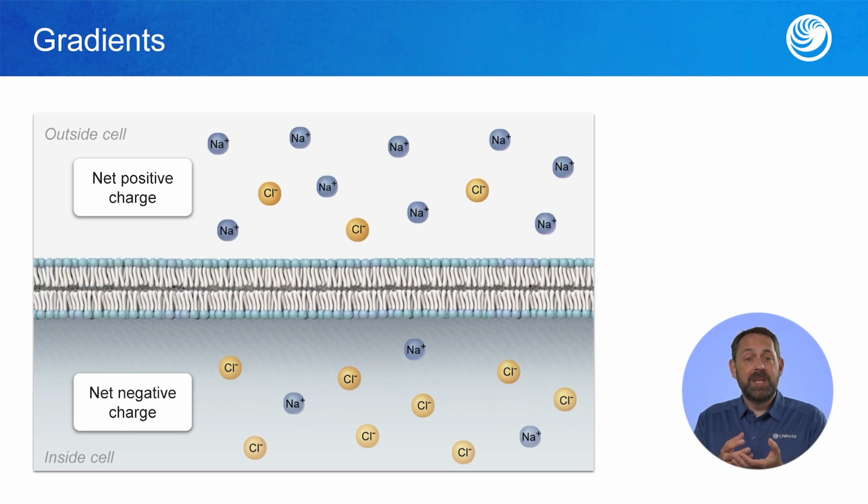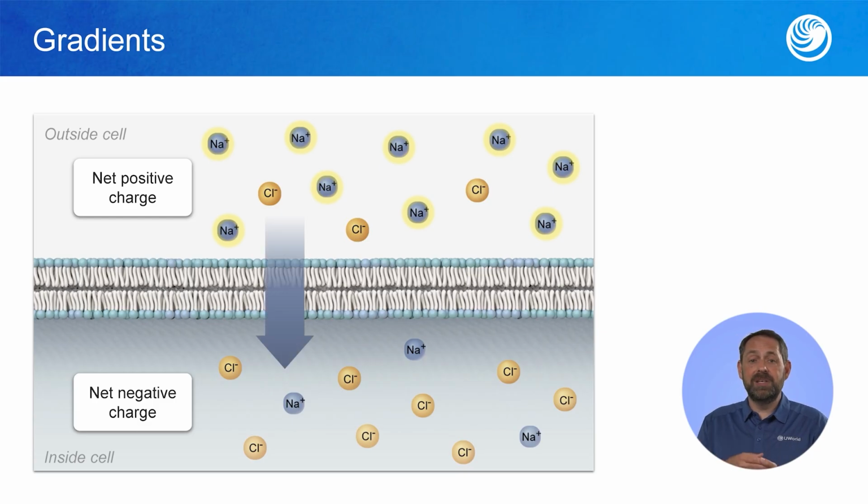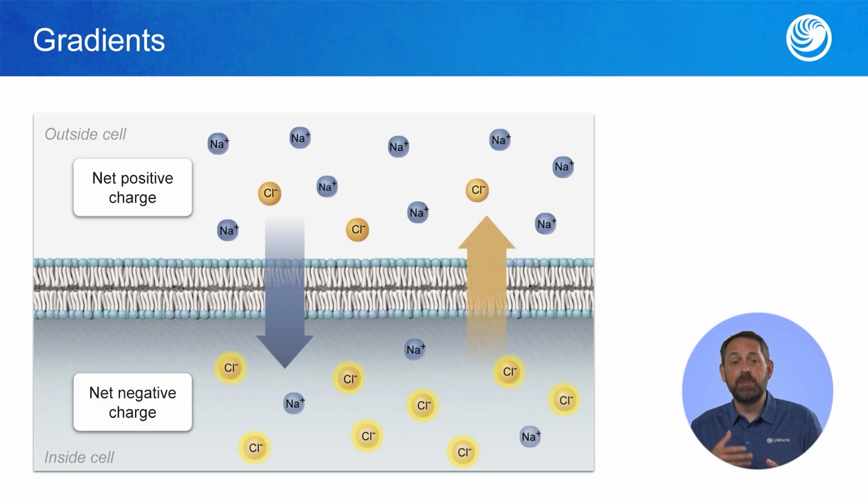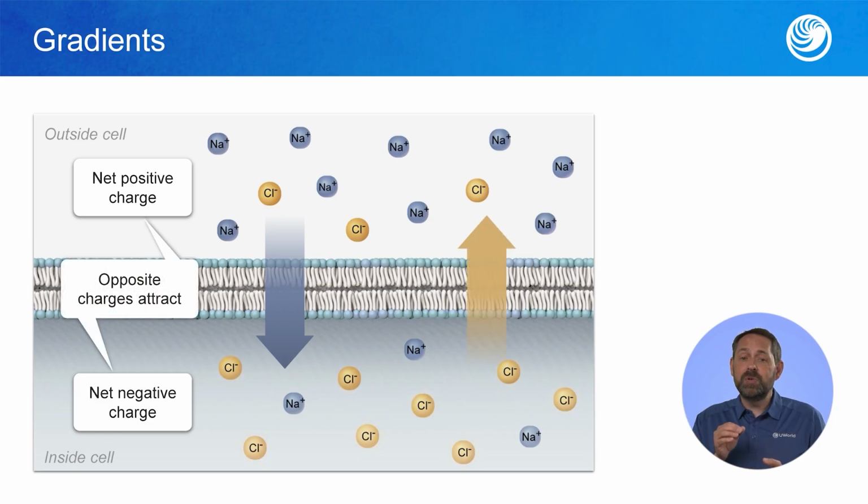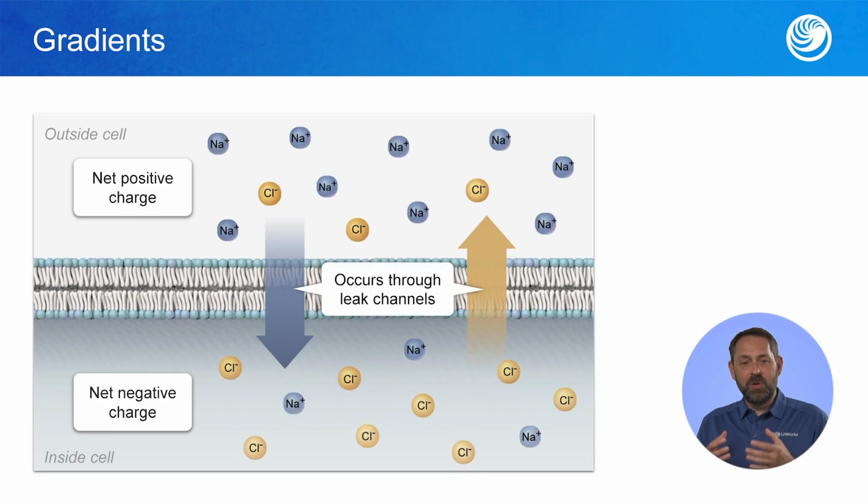For example, if the inside of the cell is more negative than the outside, as is shown in this image, positively charged ions, such as sodium, will tend to move passively into the cell, while negatively charged ions like chloride will tend to move passively out of the cell, due to being attracted to the region of opposite charge on the other side of the membrane. Because sodium and chloride are charged, this movement typically happens through passive membrane transport proteins known as leak channels.